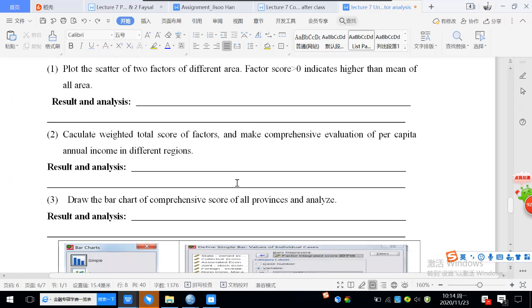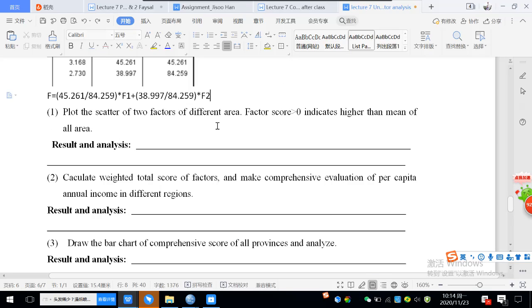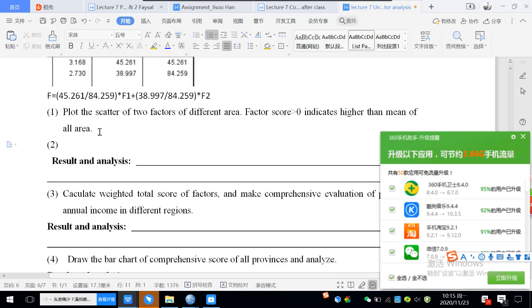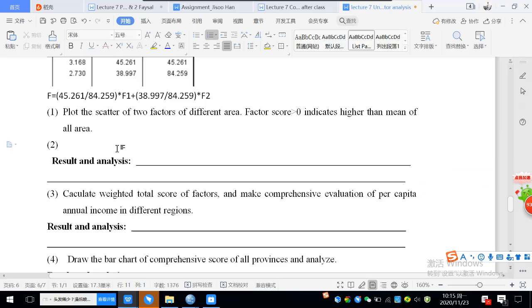Then next we will plot and we will compare. First, plot the scatter of two factors of different areas. If factor score is more than 0, it indicates higher than the mean of all areas. Yeah, I told you. Okay, so let's plot the scatter of two factors of different areas.